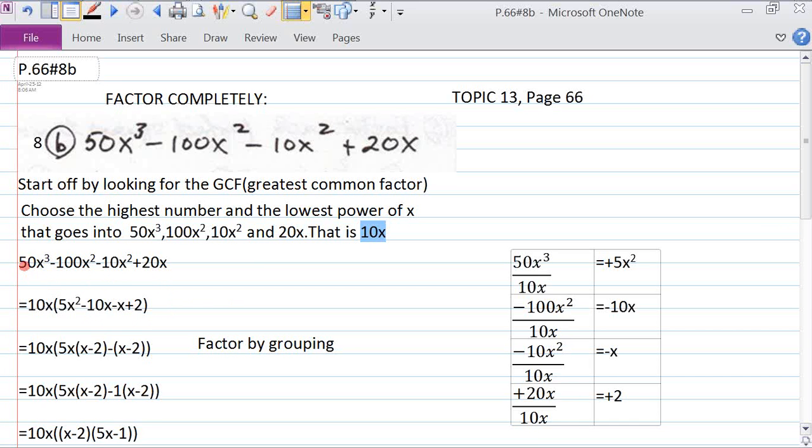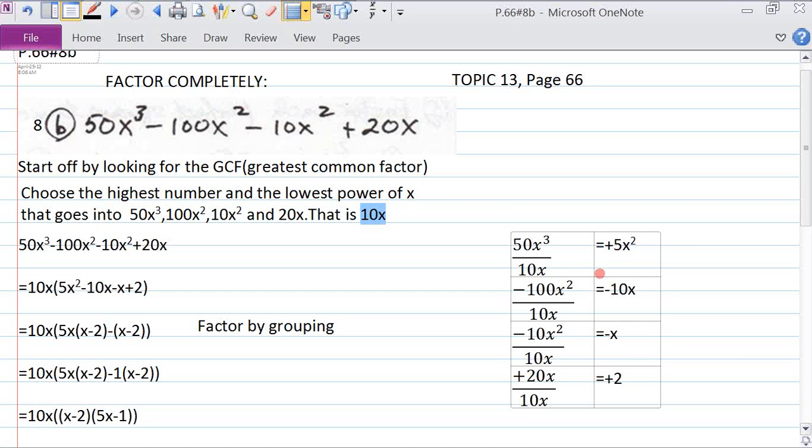What I can do is take this term, divide it by the 10x, take this term, divide it by the 10x, take this term, divide it by the 10x, and take the last term and divide it by the 10x. And that's what I've done here. So 50x cubed divided by 10x gives me plus 5x squared. 10 goes into 50, and I say 3 minus 1 gives me x squared, so I get plus 5x squared, which is this term here.